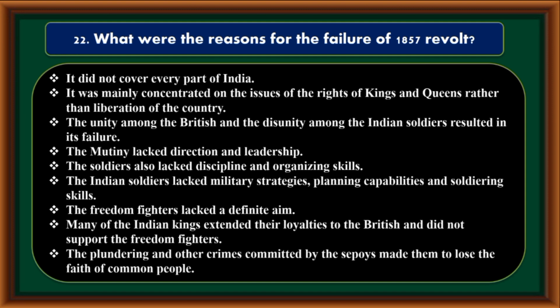What were the reasons for the failure of the 1857 revolt? It did not cover every part of India. It was mainly concentrated on the issues of the rights of kings and queens rather than the liberation of the country. The unity among the British and the disunity among the Indian soldiers resulted in its failure. The mutiny lacked direction and leadership. The soldiers also lacked discipline and organizing skills.